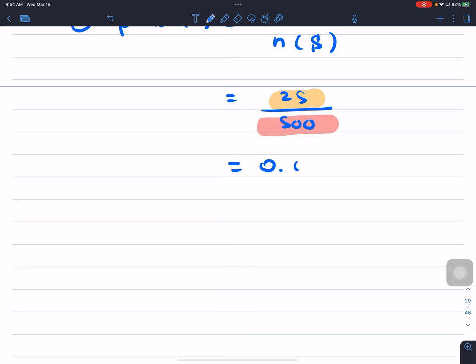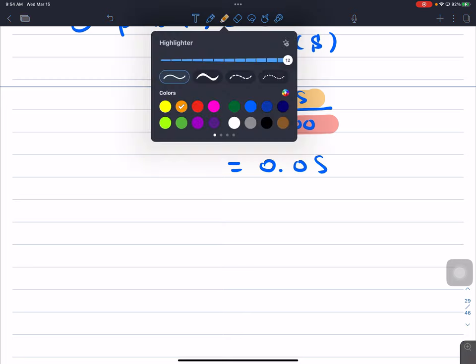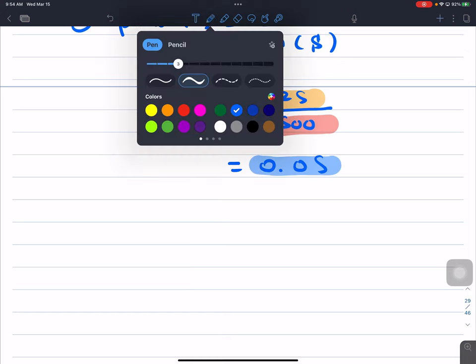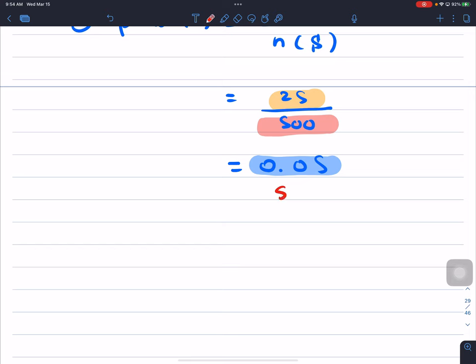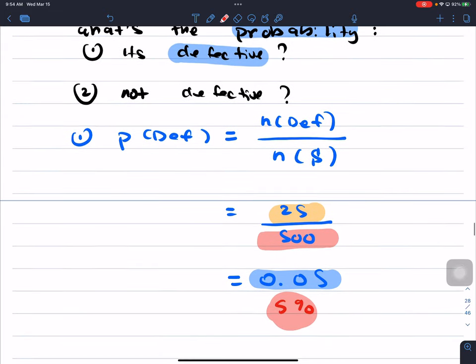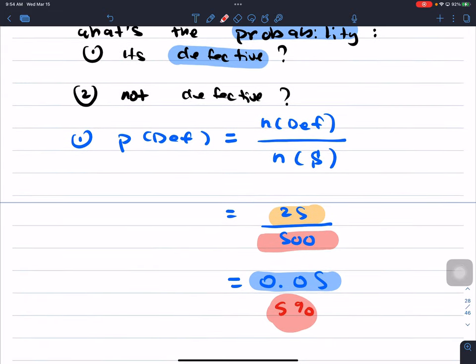So this is the probability that you select a defective iPhone. You know what that means? If I move the decimal two spaces to the right, that means 5% of your iPhones are defective. What do you guys think? Is that okay? Yeah. Man, isn't this amazing?